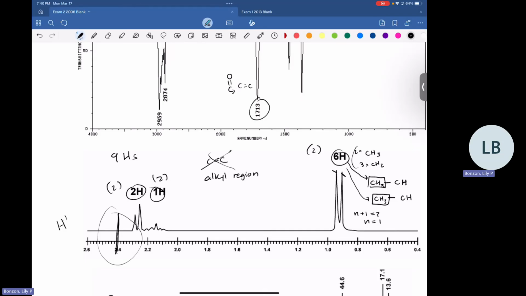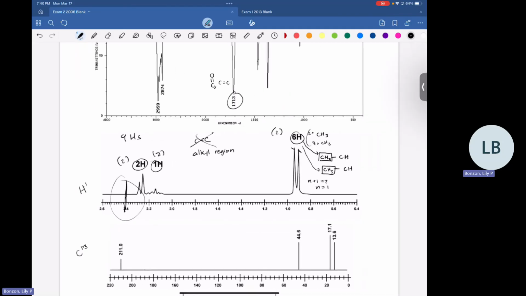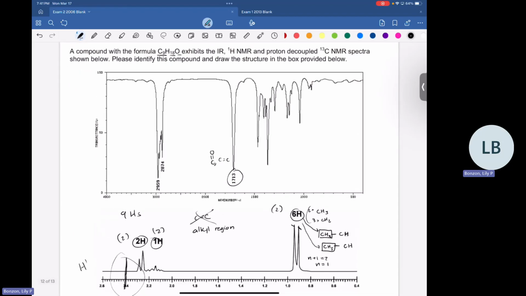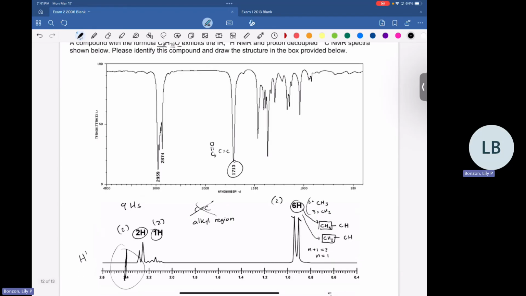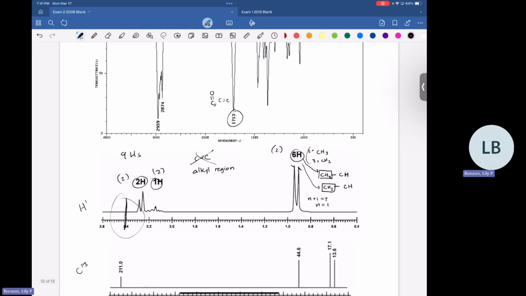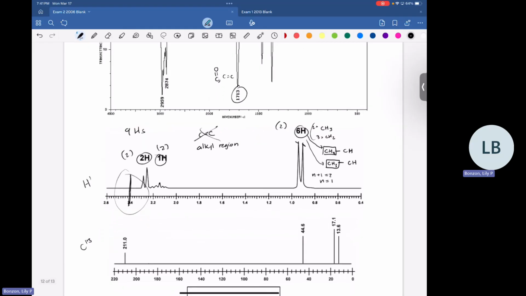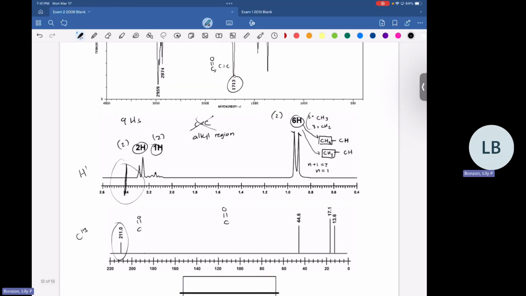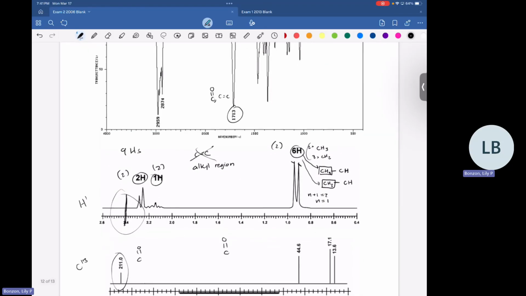So I'm just going to eliminate the carbon-carbon double bond as an option. In addition, we only have 1 unsat, so it wouldn't really make sense for us to have 1 double bond with a symmetrical molecule. And then the last thing I'm going to look at is this 211 peak. If you go to the chart, that's like a ketone peak. So I'm going to say my 1 unsat is a ketone, and that accounts for 1 oxygen.